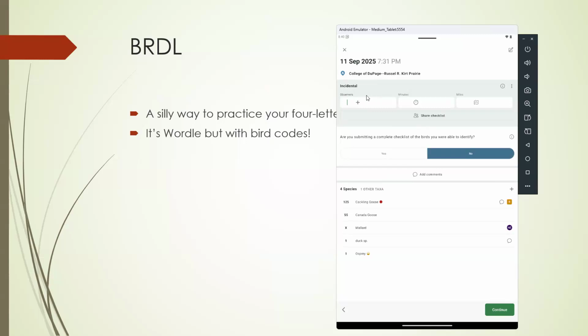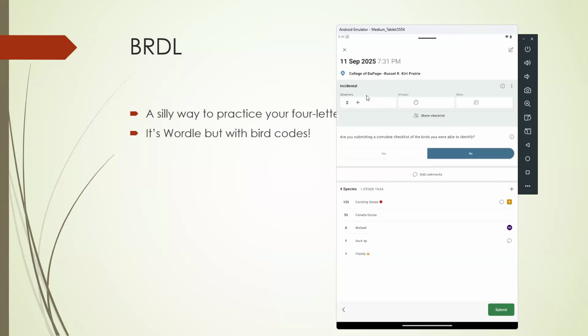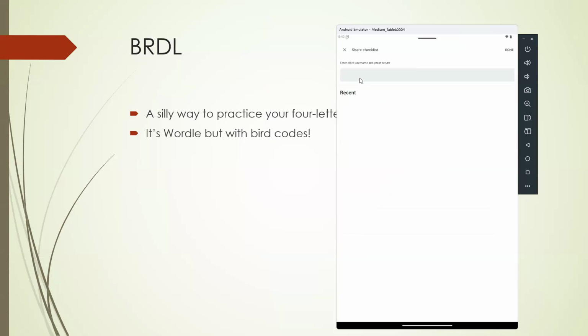So just to show it again, if I say 1, it takes away the share option. If I go to 2, it gives me sharing. So at this point, if I say share, you can enter people's eBird usernames.